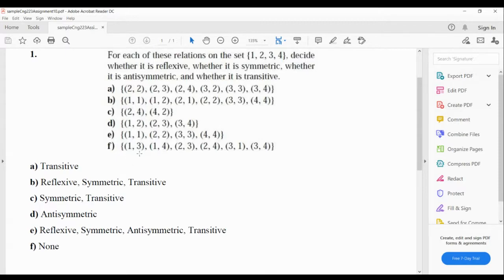1, 3 is here, but do we have 1, 1? No, we don't. If we had 1, 1 and we didn't have 3, 3, we would still say F is not reflexive.